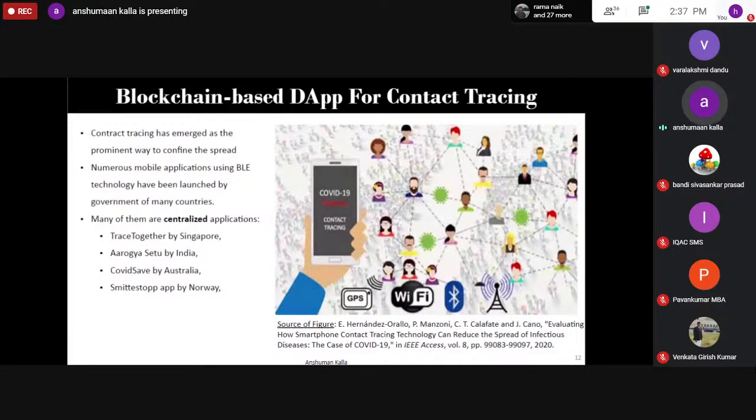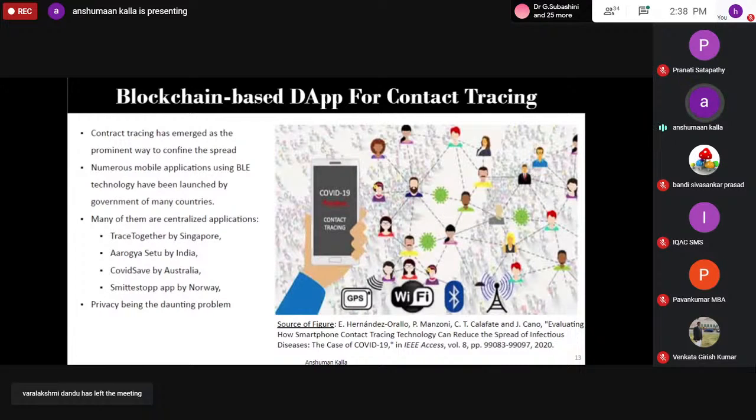So these applications for the moment, like TraceTogether by the Singapore government, or Arogya Setu by the Indian government, or COVIDSafe by Australia, and Smittestopp by Norway, are all contact tracing applications in some form or another, and they all have centralized servers. So that's the problem, right? People are not willing to install and make use of these applications, right?